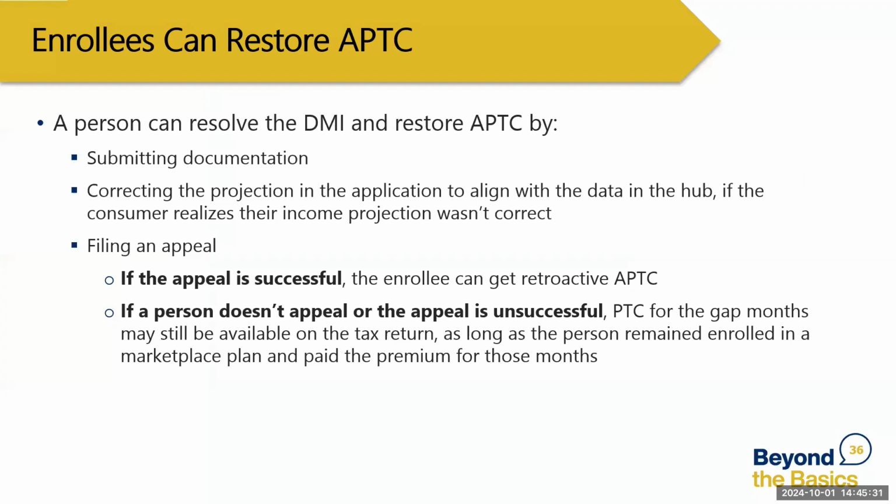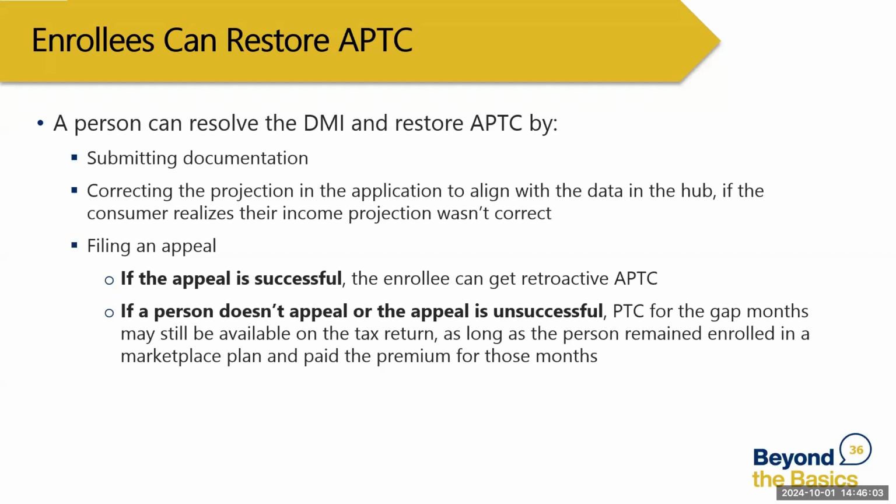So we got some questions about this in the Q&A already, but a person can actually resolve their DMI and restore lost advanced premium tax credits by submitting documentation, submitting an explanation, or even going into their application and correcting their income projection to align with the data in the hub if they realize that their initial projection wasn't right. Now, even if the 90 days plus the 60-day extension has expired, which means their APTCs have likely gone down or gone away, if they submit documentation, they can restore them.